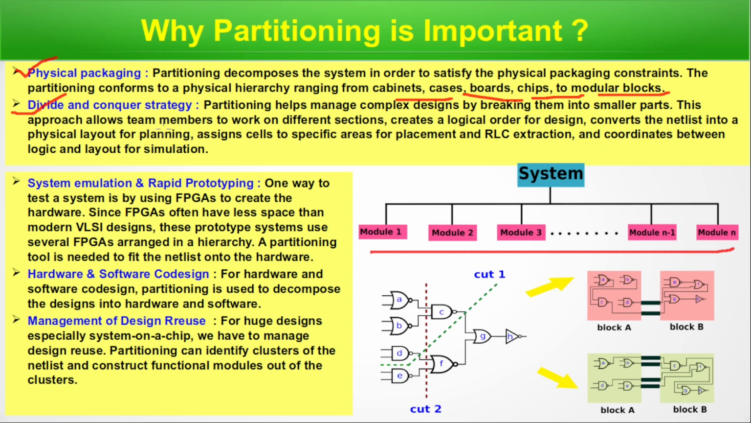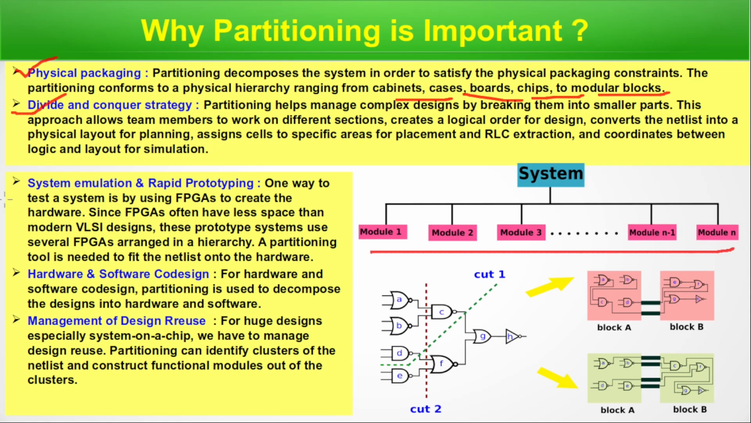This approach allows team members to work on different sections, creates a logical order for design, converts the netlist into a physical layout for planning, assigns cells to specific areas for placement and RLC extraction, and coordinates between logic and layout for simulation. So divide and conquer strategy: a big complex system is divided, and different team members can work on different sections. So that actually is the process.